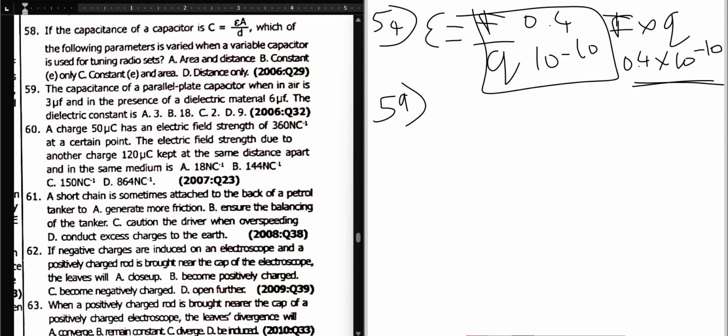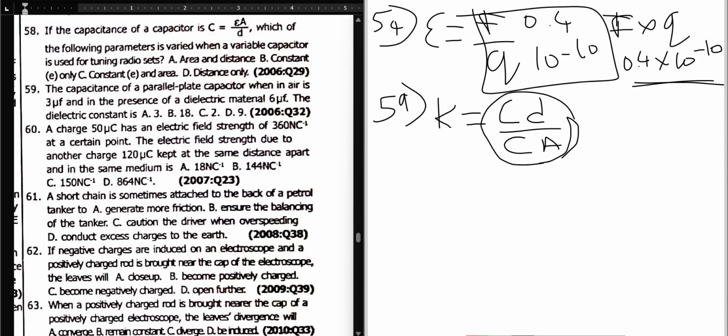Since everything is in microfarad, there's no need to stress ourselves. What we're going to do is look for the dielectric constant, which is equal to the capacitance in the dielectric over the capacitance in air. Capacitance in the dielectric is 6, and capacitance in air is 3. So this is what you are solving.